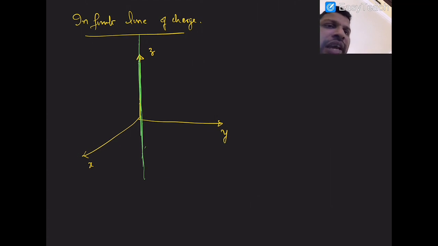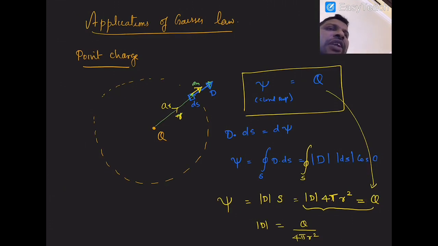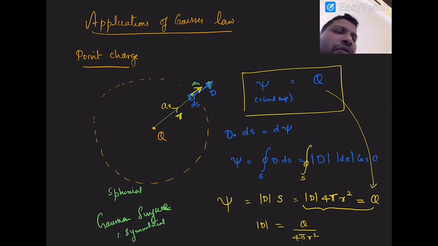So this is the line of charge, and its length is infinity. Now I have to consider a surface around it. You see that in the previous case I considered a spherical surface, and this surface we call the Gaussian surface because we are applying Gauss's law. This is a symmetrical surface also.